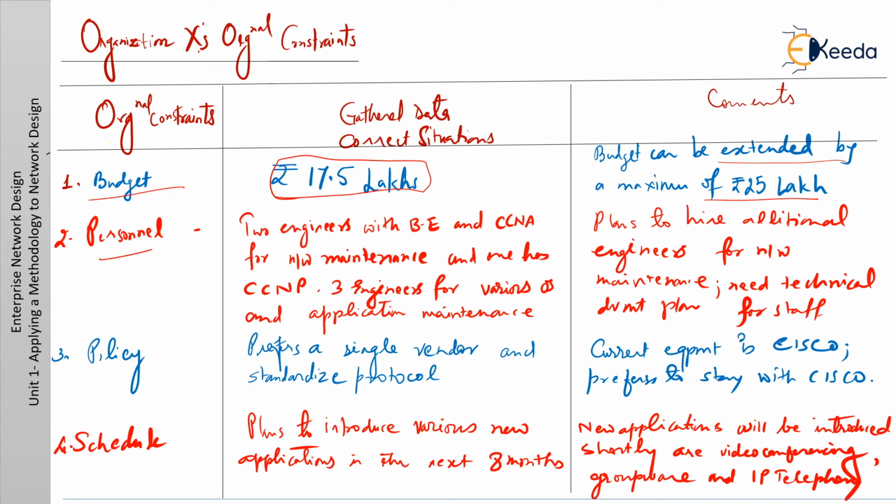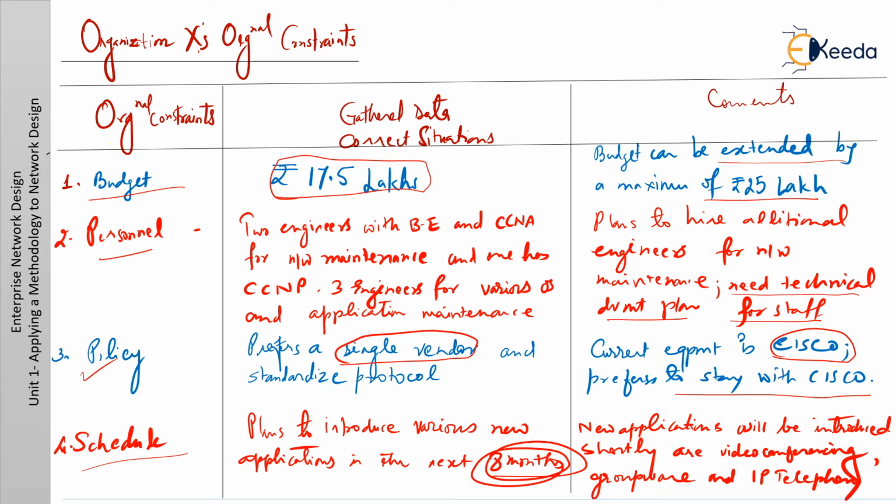So this is the current gathered data situation. The company plans to hire additional engineers for network maintenance and lead a technical development plan for staff. Third is policy. It prefers a single-vendor policy and standardized protocols to maintain compatibility. Current equipment is from Cisco, and it prefers to stay with Cisco. And fourth is schedule. It plans to introduce various new applications in the next 8 months. Within 8 months, we need to introduce this new application.